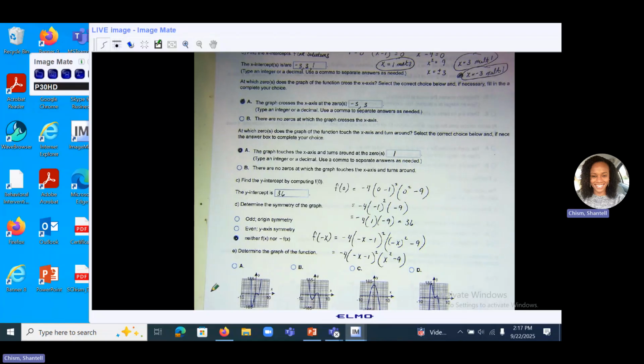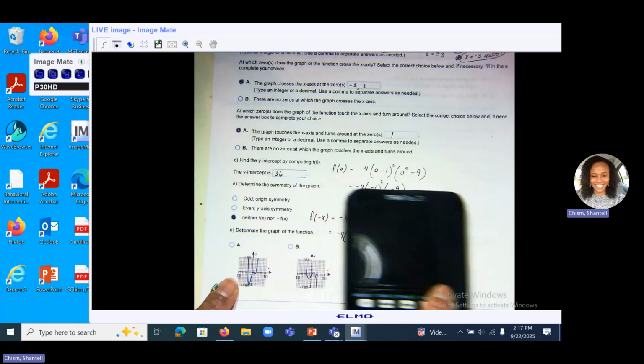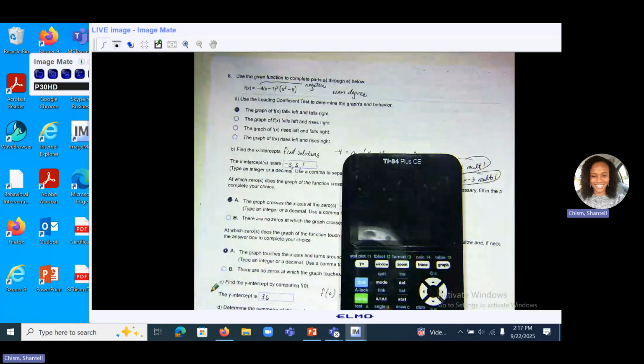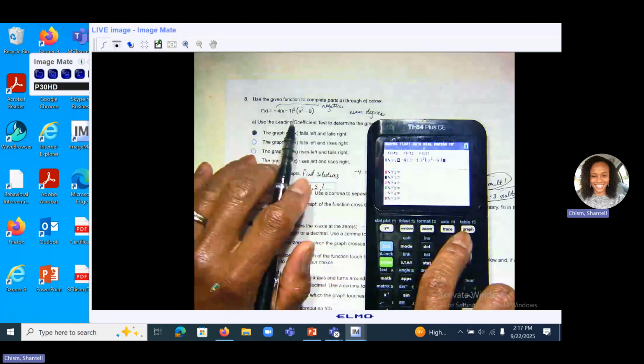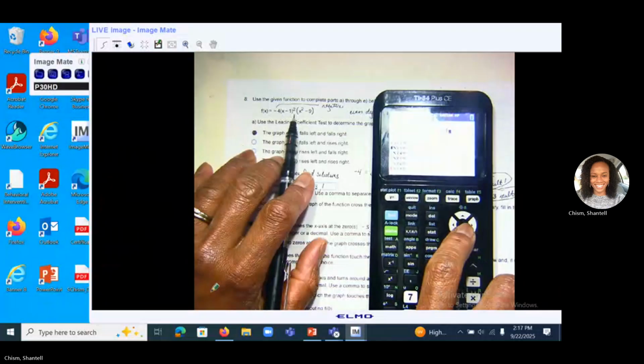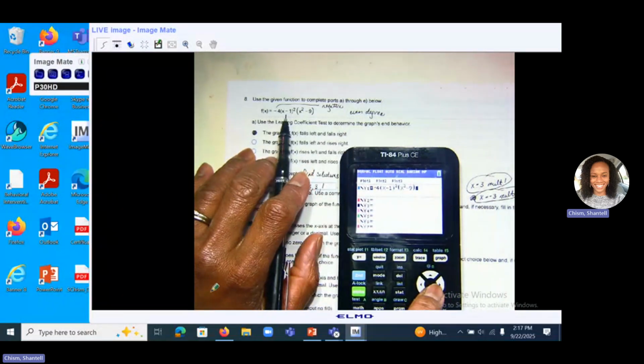Okay. And then part E is asking us to look at the graph. So there we can most definitely use our calculator. Why not. So I'm going to look at y equals and plug it in. So I have -4 parentheses x minus 1 squared, and then parentheses x squared minus 9. I just scooted the paper down so we can make sure we plug in that function correctly.